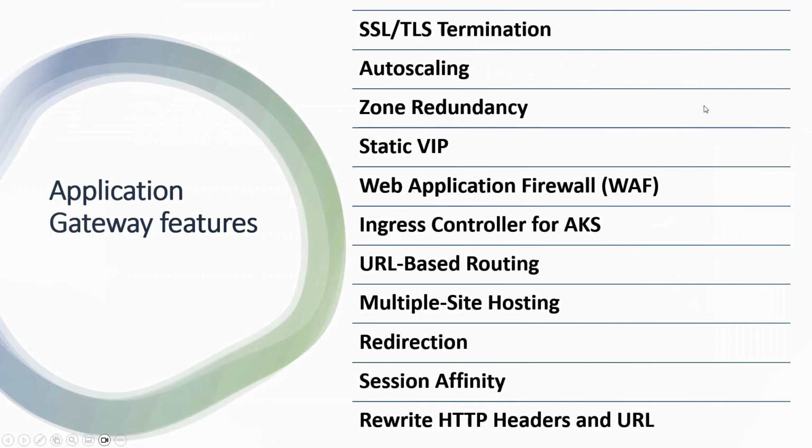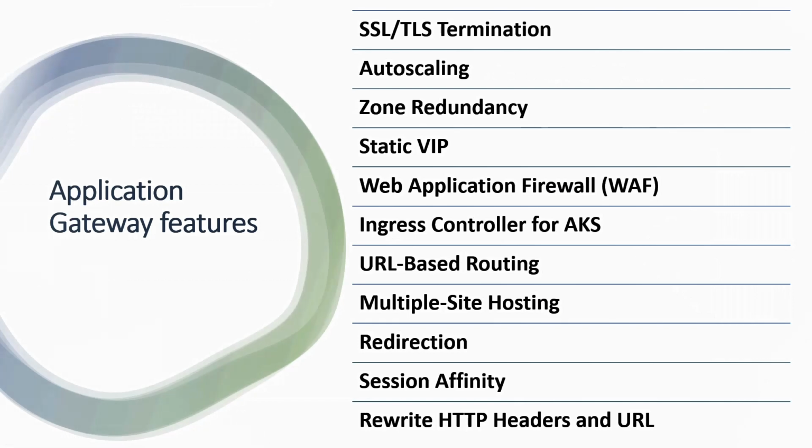Now Application Gateway provides the feature of static virtual IP. That means the public IP which is created for the Application Gateway will remain unchanged till the life cycle of Application Gateway. This is a very useful feature because the DNS registration of the custom domains to the public IP of the Application Gateway need not be done multiple times.